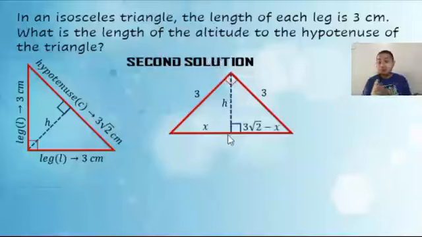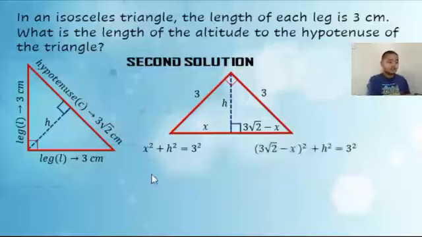So now we have 2 small triangles. For the first triangle, the one on the left, let us solve for the value of h using the Pythagorean theorem. So we now have x squared plus h squared is equal to 3 squared. The one on the right, let us also solve for the value of h. We will have the quantity of 3 square root of 2 minus x squared plus h squared is equal to 3 squared. Let us focus here on the one on the left side. So x squared plus h squared is equal to 3 squared will become x squared plus h squared is equal to 9. So let us continue this one later. Let us proceed now on the equation on the right side.